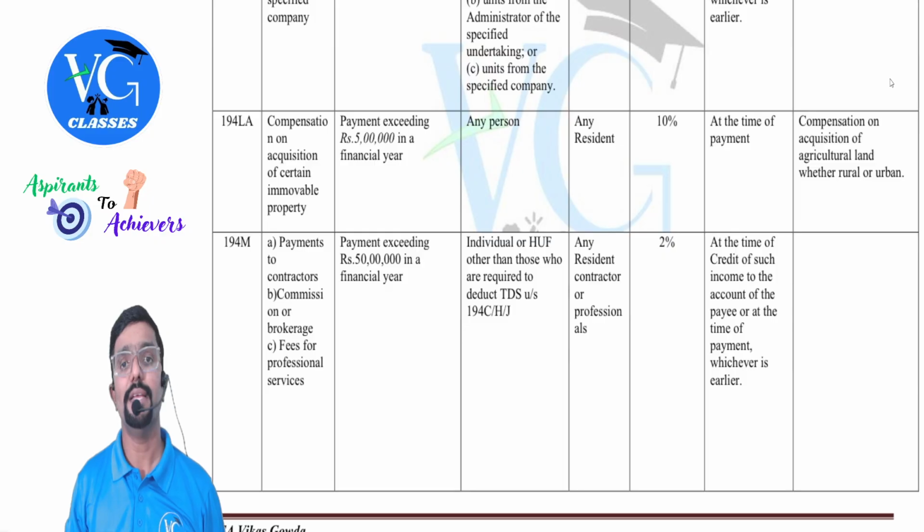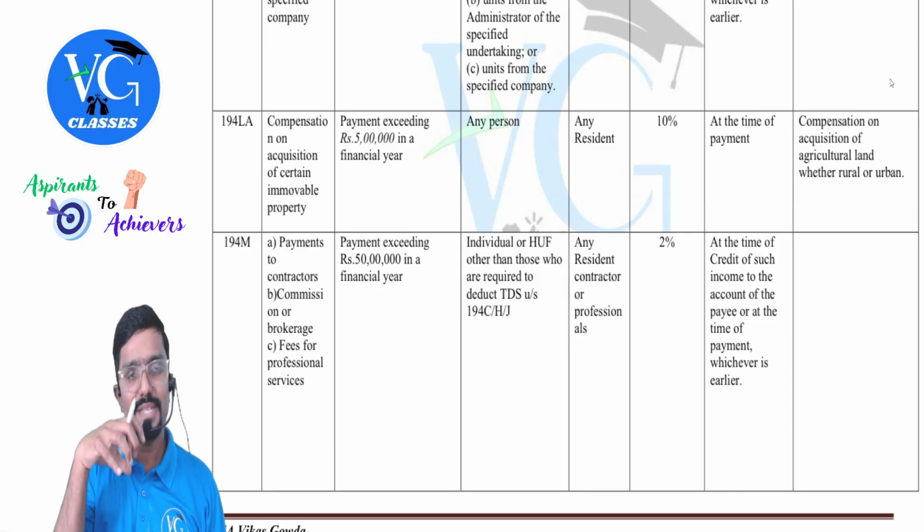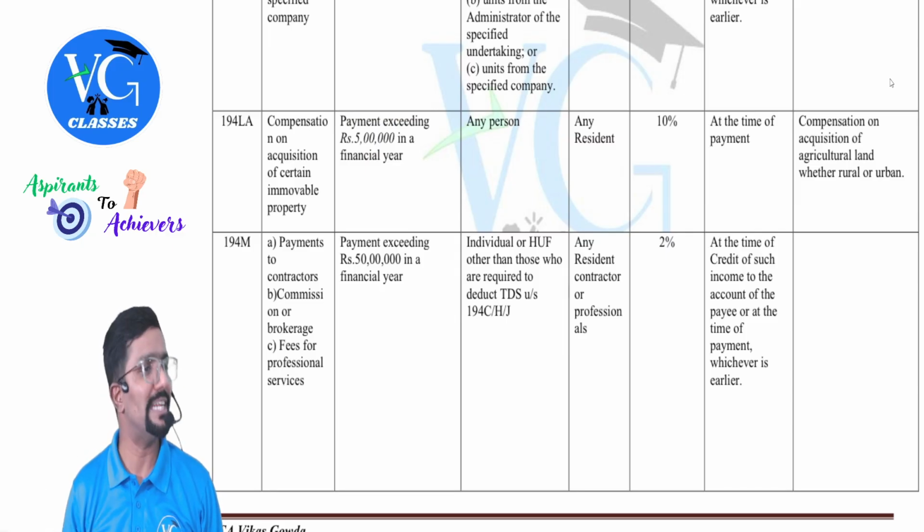194 LA. And please be careful, this is an amendment. 5 lakh is a threshold limit, which is an amended figure. Easy to remember this. Guys, compulsory acquisition normally will be done by government authority.